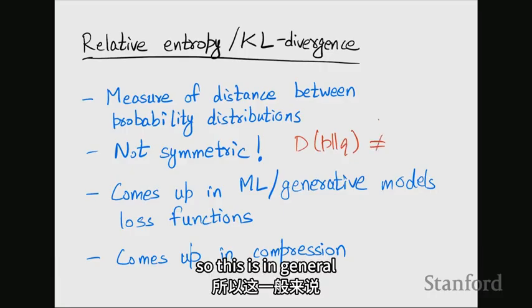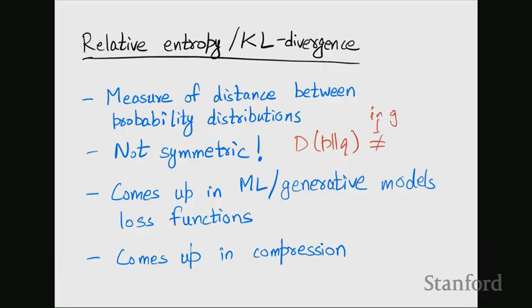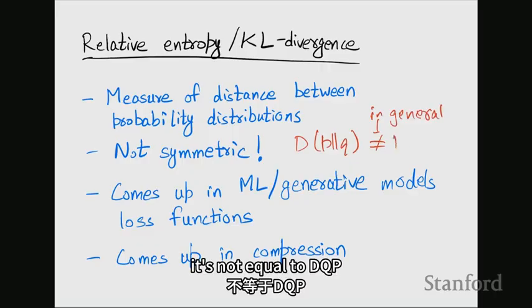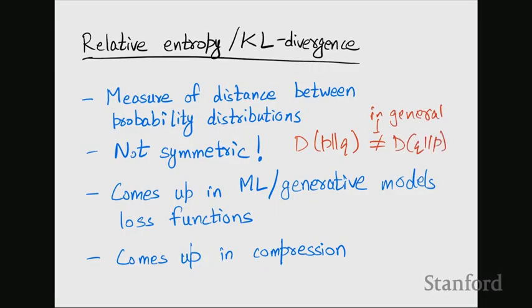So this is in general. D(P||Q) is not equal to D(Q||P). It's fine. It's just a fact.